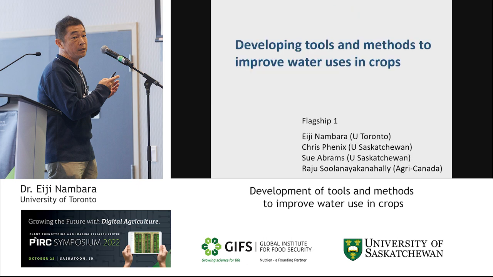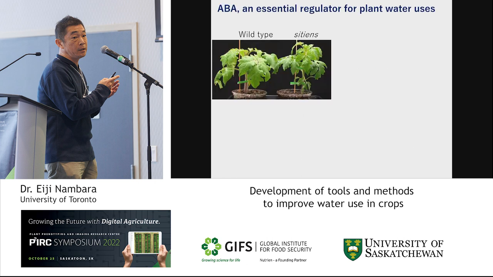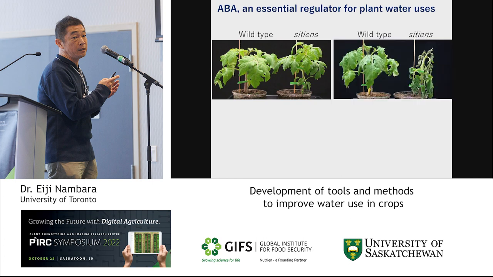Today I talk about our team work to develop tools and methods to improve water use in crops. This is the introduction to the plant hormone abscisic acid, our favorite plant hormone. Here on the left is a tomato plant, wild type, and an ABA deficient mutant. These plants grow okay, but once we stop water, the ABA deficient mutant wilts quickly. The wild type can stay under drought at some level because tomato can synthesize ABA.